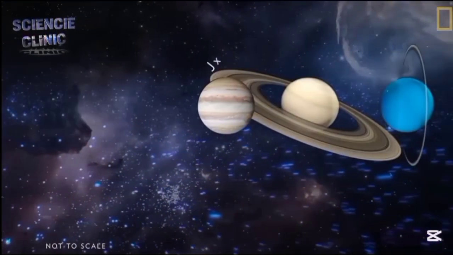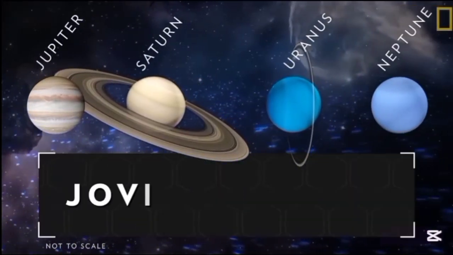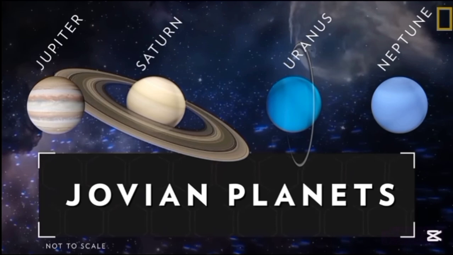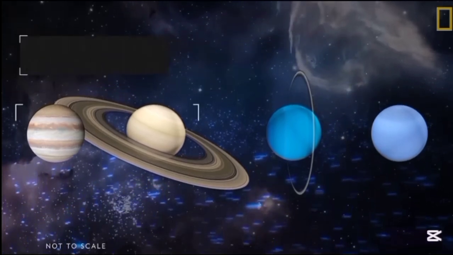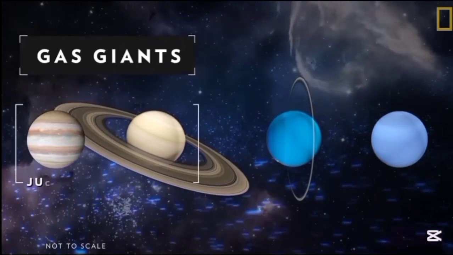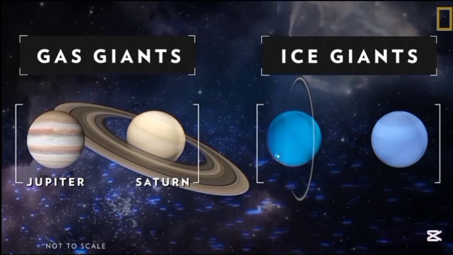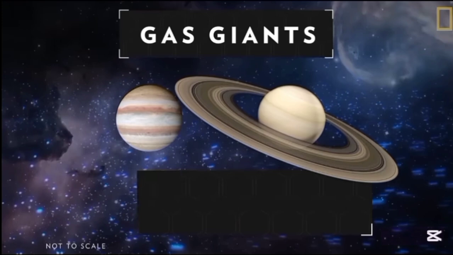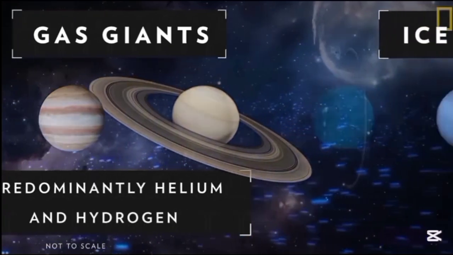Away from the terrestrial planets, we go to the Jovian planets of Jupiter, Saturn, Uranus, and Neptune. Those are the Jovian planets. If you look at them closely, they are also characterized into gas giants, which are Jupiter and Saturn, and the ice giants, which are Uranus and Neptune. Going further into the gas giants, they are predominantly helium and hydrogen.